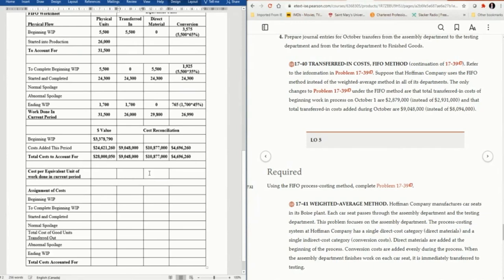So what's my cost per unit? And that's the whole point of this exercise, to figure out my cost per unit. So my transferred in, the mechanics of the chair are 9,048,000 divided by 26,000 units that we worked on this month. And it works out to, I think, $348 each.